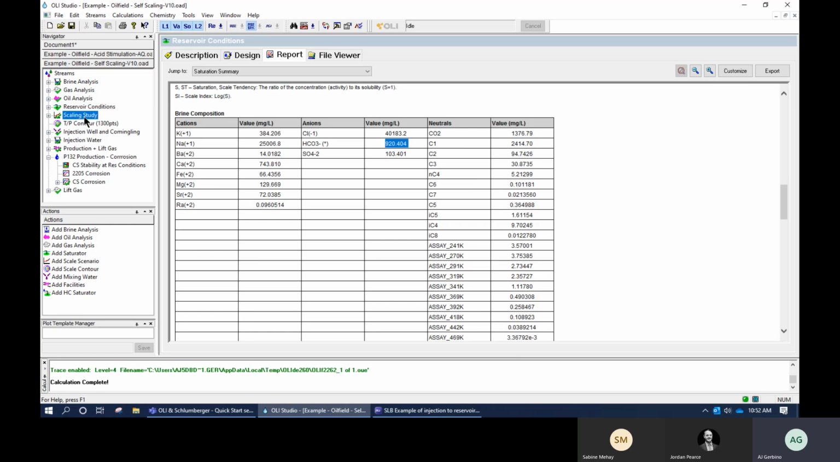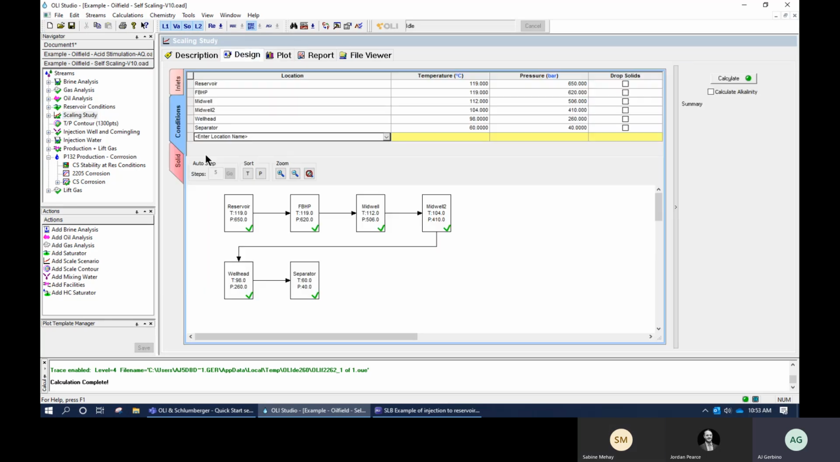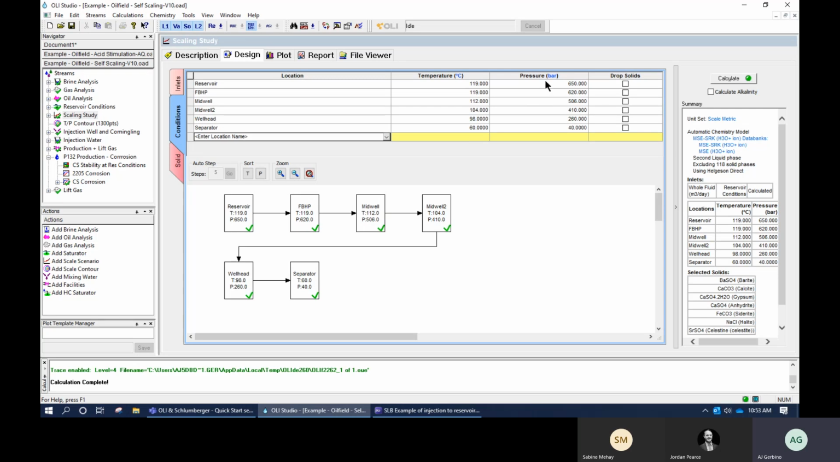And then when it comes to doing a scaling calculation, there is a different object called scale scenario, where we predict the scale rate, saturation ratio or scaling tendency. Again, that's the pre-scaling tendency you asked about a minute ago, from the reservoir, which starts at 1, up to the surface, depending upon the temperature and pressure along the way. Those temperatures and pressures are defined here: reservoir, midwell, separator.